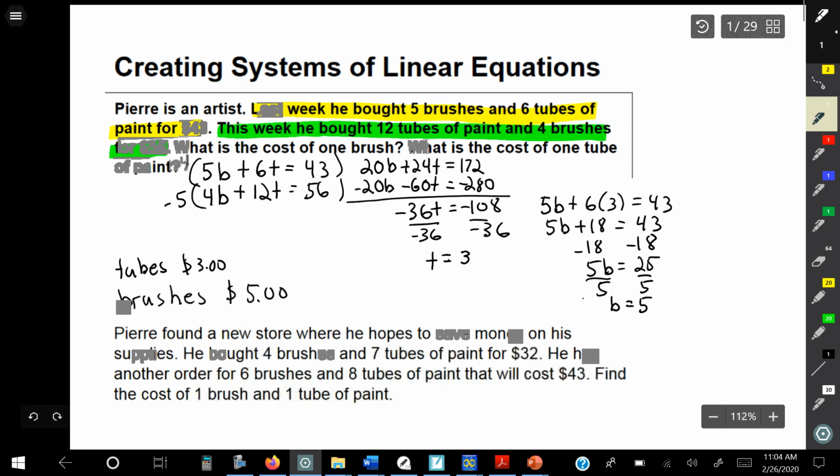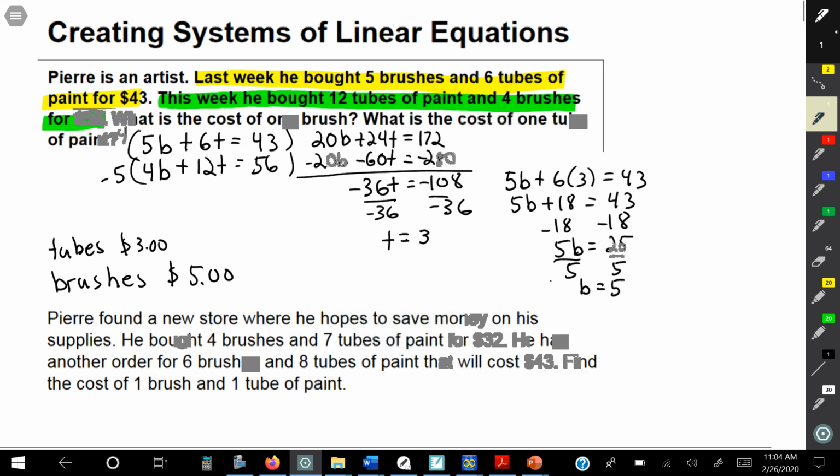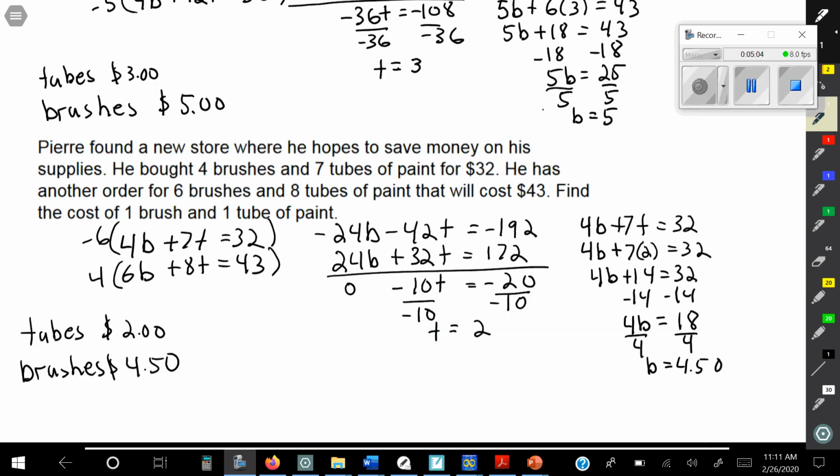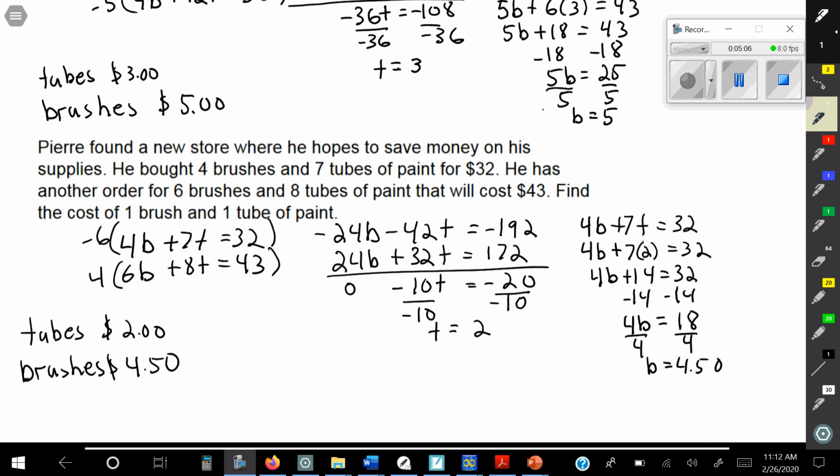Now you can pause the video here and see if you can figure out what happens when Pierre goes to a different store and how much it costs. So what you should get for this one is your tubes should be $2 each, and the brushes are $4.50 each. So it's a little bit of a savings there.